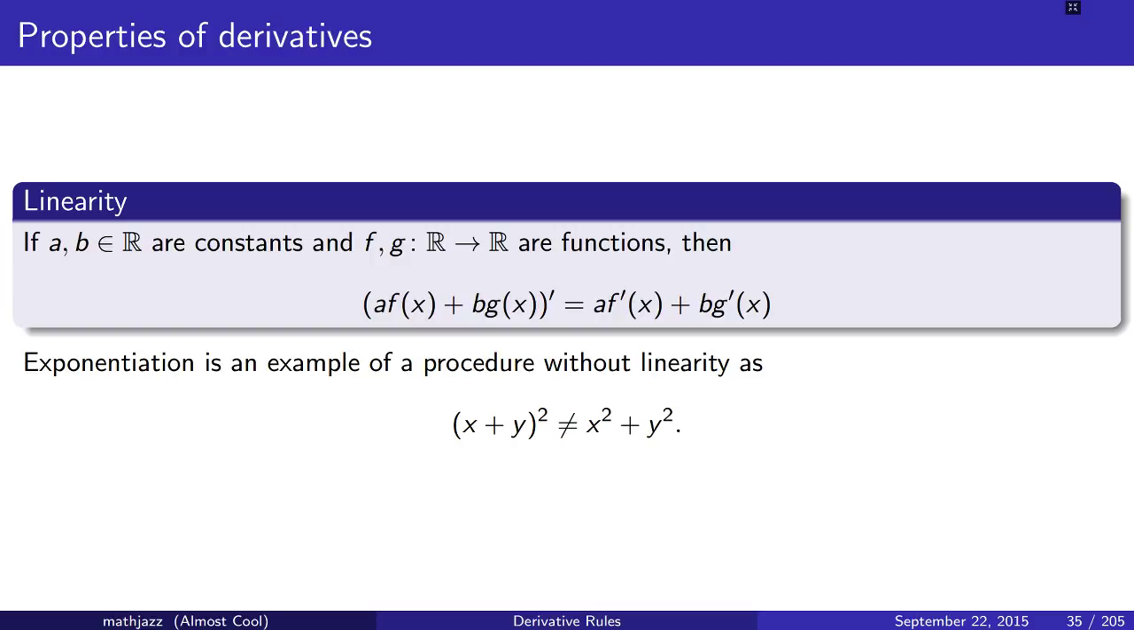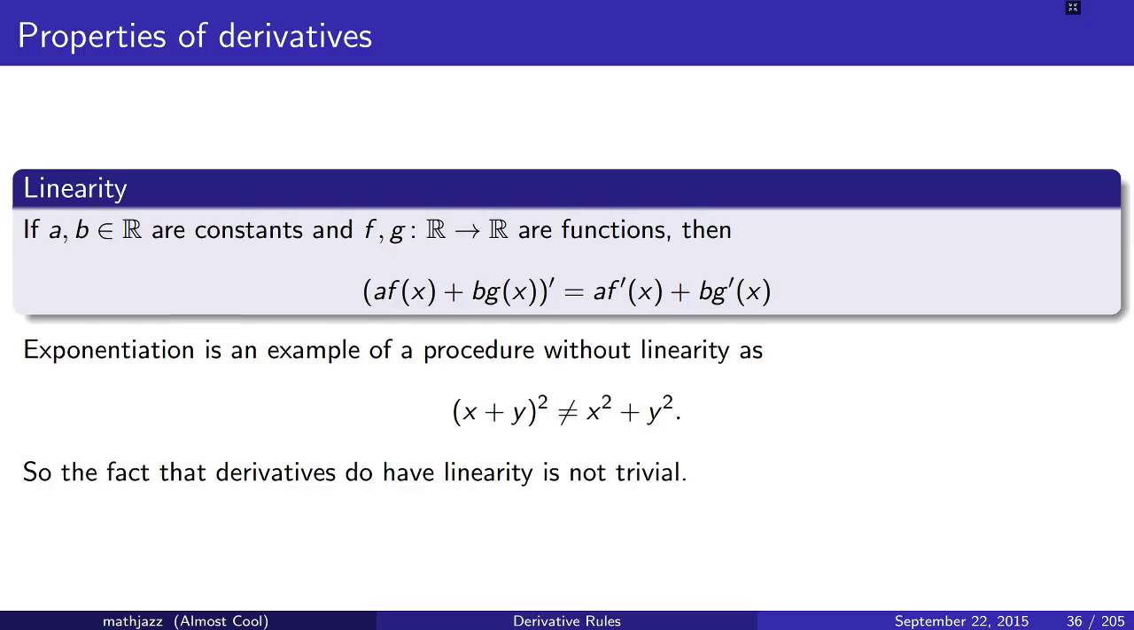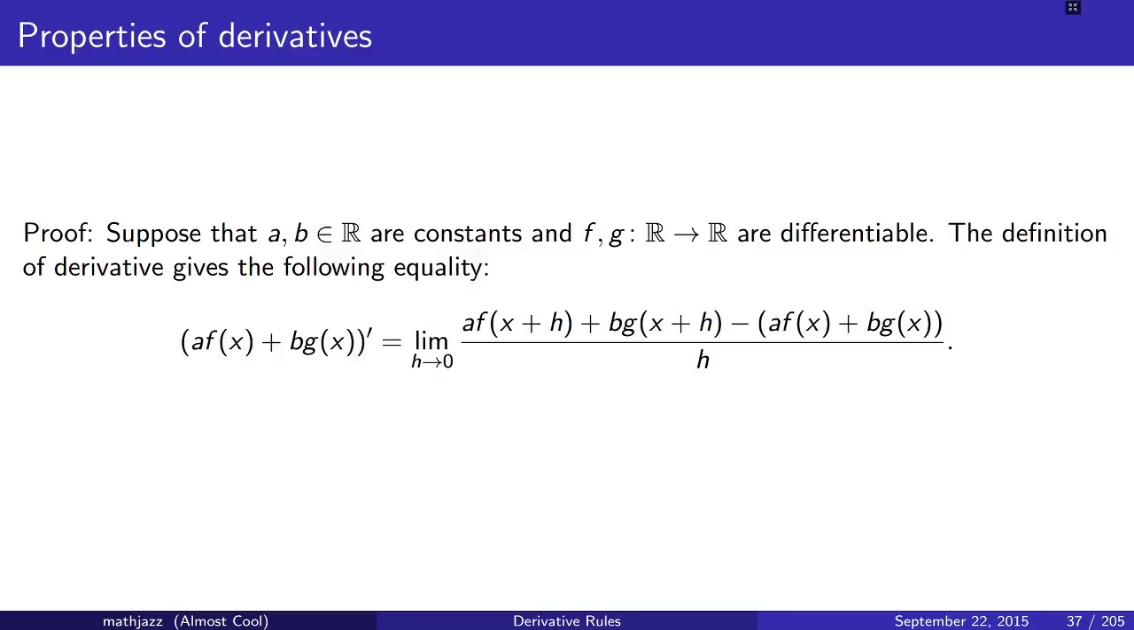In particular, squaring something is not a linear procedure. So the square of x plus y is not the same as the square of x plus the square of y. They're different by a term 2xy. And you can multiply that out yourself if you'd like. But anyway, since we have examples of things that do not have linearity, it is actually an interesting property, and a very useful one at that, that derivatives have this property. And we will now prove that derivatives, in fact, have linearity.